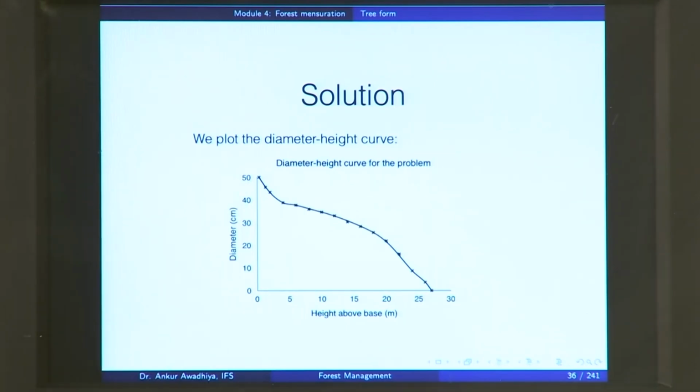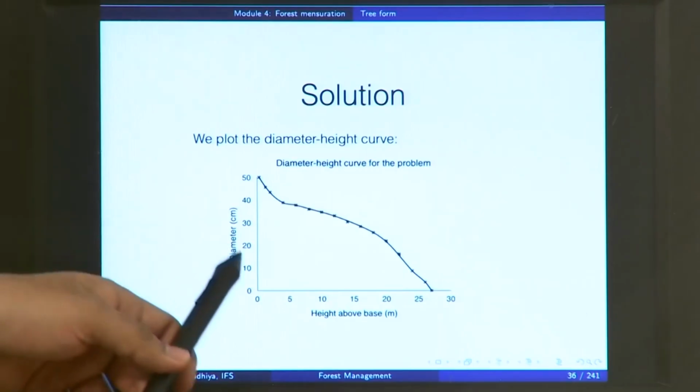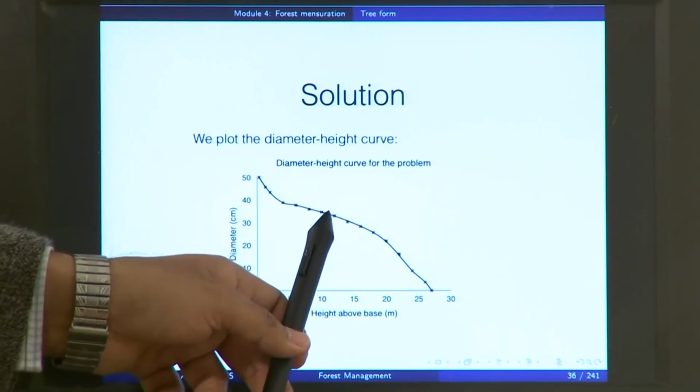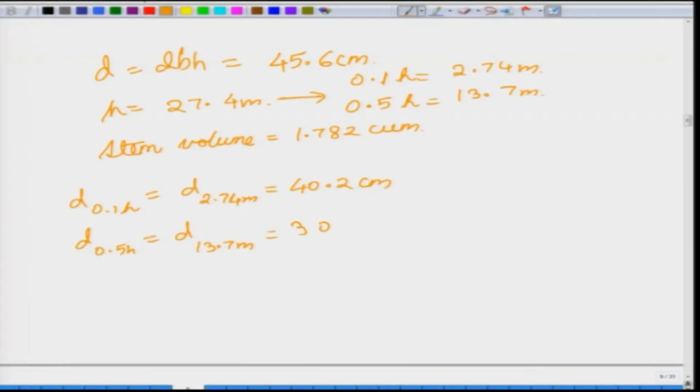Now, the diameter at 0.5 h is equal to the diameter at 13.7 meters. What is the diameter at 13.7 meters? So, you take this point, 13.7 meters, draw a straight line, and this is the diameter that you will get. In this case it comes out to be 30.7 centimeters, and the diameter at breast height we already know. So, what is the form quotient?